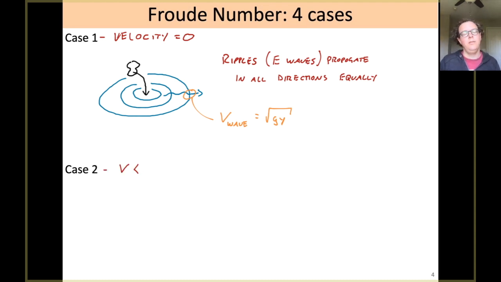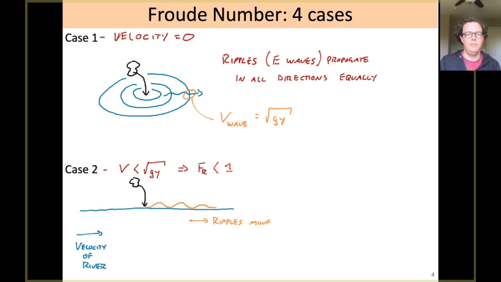Now, in the second case, we're going to consider a slow-moving water velocity. So a Froude number, the velocity would be smaller than the denominator, and so this would be a Froude number less than 1. Sorry, had that miswritten. Froude number less than 1. And so consider in this case that we've got a river, and that river is moving slowly from left to right on the screen, and we throw that same rock in.